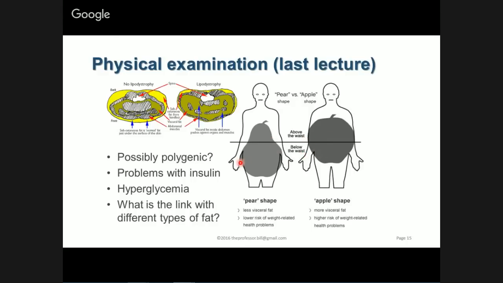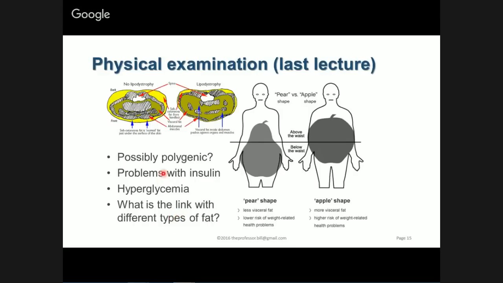Is this polygenic? A big question. Again, this is the overarching question for today's lecture. Is there actually a genetic cause? And can we, as human biologists, using molecular techniques, possibly overcome this obesity and or metabolic syndrome epidemic? Issues with insulin, again, it's a syndrome. So insulin issues, hyperglycemia, you have dysregulated glucose levels in your blood. It's too high, in other words.